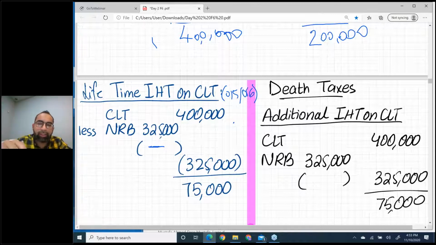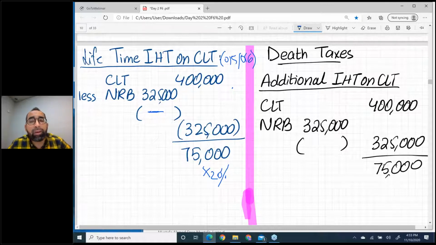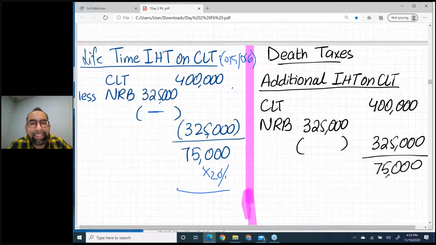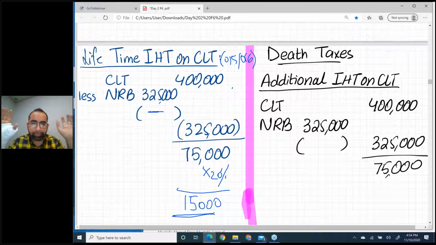Excess is 75,000. Now tell me, what is the tax rate? The tax rate is 20%. Why is the tax rate 20%? Because I just told you, in this case the lifetime IHT is paid by the trustees. So you will have 15,000. This is the first answer. You have calculated the lifetime IHT on CLT.